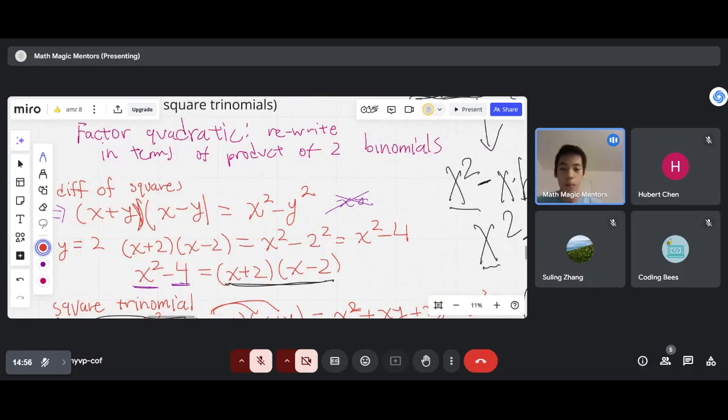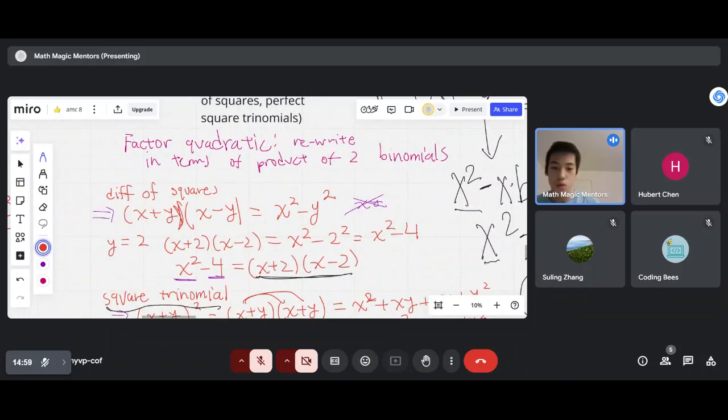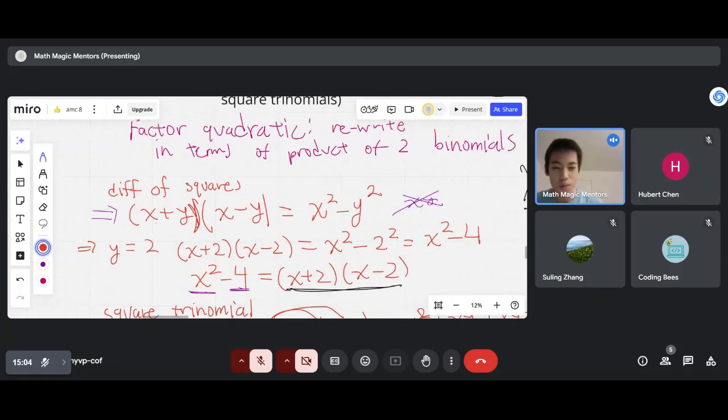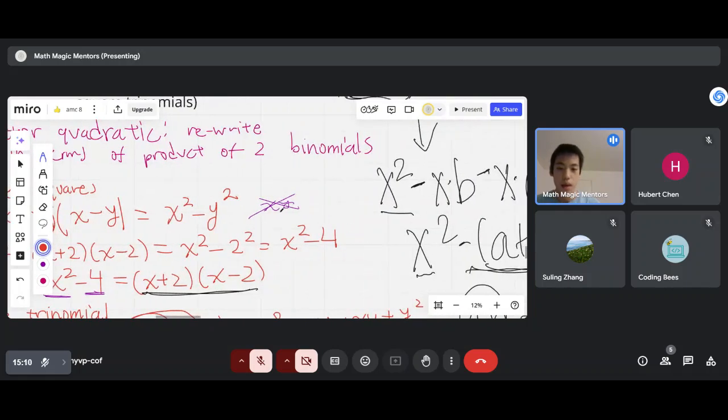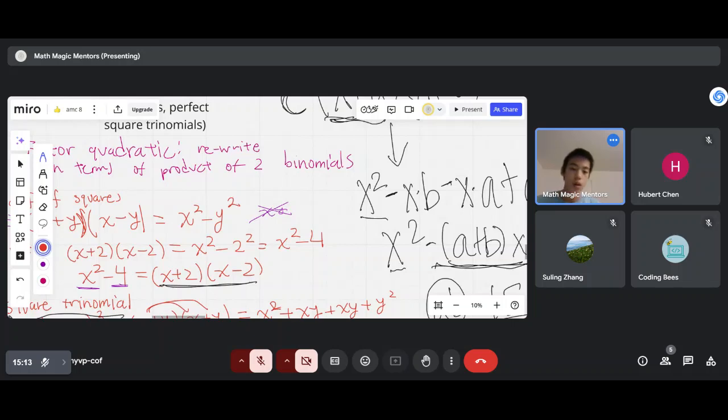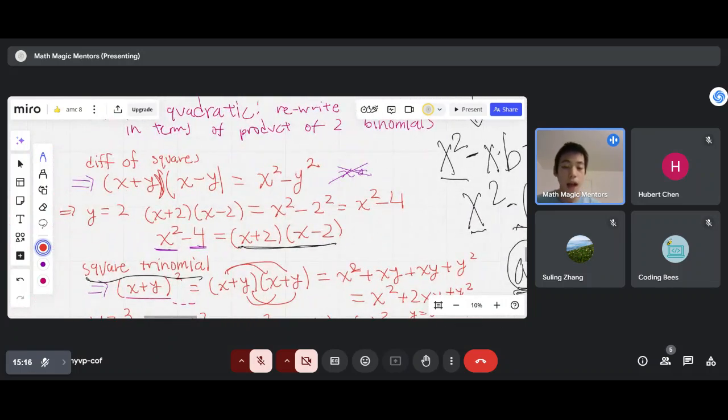And so how does that help us factor a quadratic? Well, let's try substituting y equals 2. When you substitute y equals 2, you get x plus 2 times x minus 2 equals x squared minus 2 squared, and that's x squared minus 4. That's one way we can factor a quadratic, if you have a difference of squares. This is a square, because x squared is something squared, and 4 can be written as 2 squared. You can rewrite the difference of squares as a product of the sum and the difference, so that's x plus 2 times x minus 2.